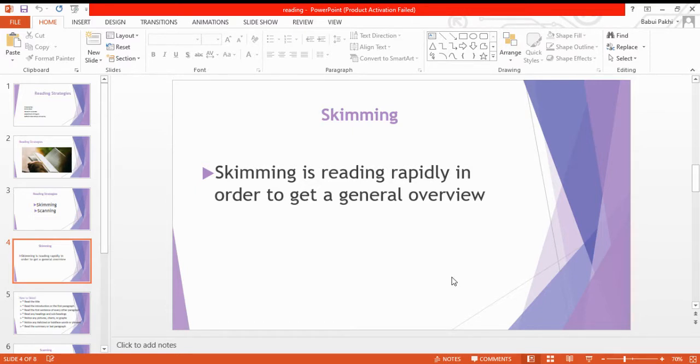You have to read the composition very rapidly, but don't try to understand the whole thing or read the composition sentence by sentence. It will lead you in a wrong way. So skimming is to read the whole composition rapidly for what? For getting a general overview.